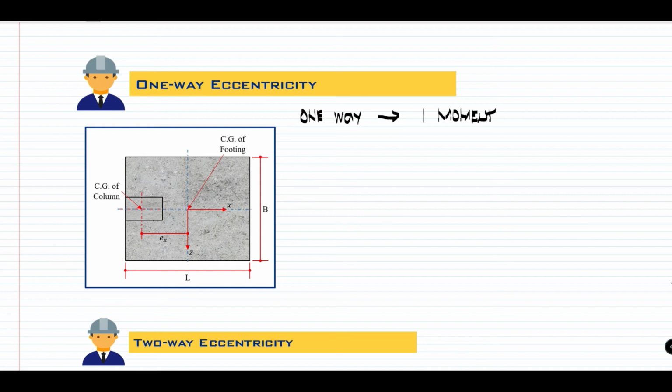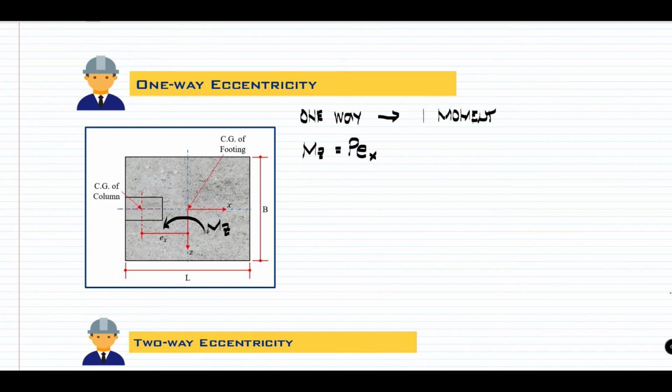So, for this sample figure, yung rotation natin is papuntang pa ganun. So, that is a moment about z. So, ibig sabihin, a moment about z, which is equivalent to the actual load times ex. As you can see, ang pinoproduce na moment ng eccentricity x is a moment about the z-axis.